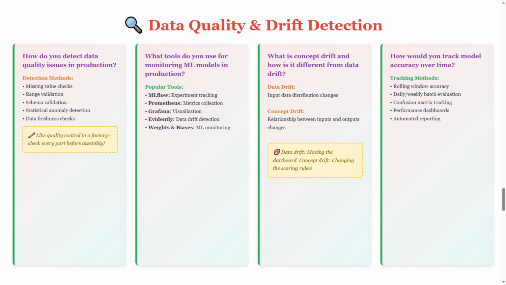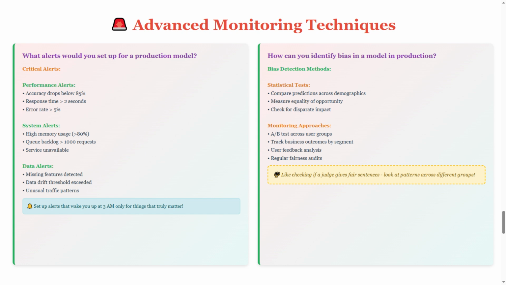Fourth question, how would you track model accuracy over time? Tracking methods include rolling window accuracy, daily or weekly batch evaluation, confusion matrix tracking, performance dashboards, and automated reporting. Let's master advanced monitoring techniques, the early warning systems for your models.